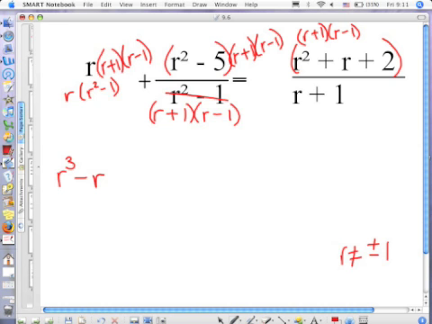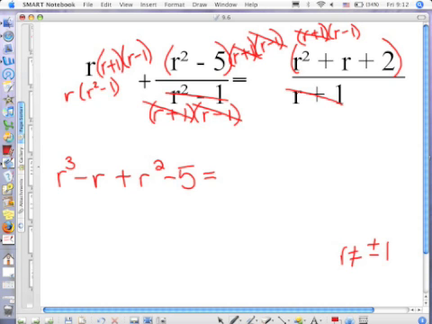In the second term, what cancels? So all you're left with is r squared minus 5. Over here, what cancels? So I need to multiply r minus 1 to r squared plus r plus 2.